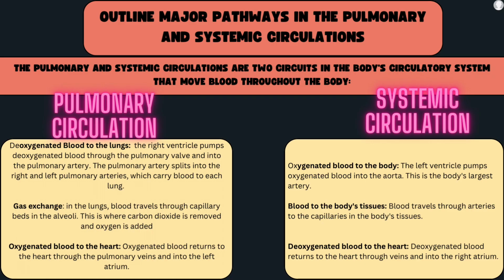So pretty much the first step is that the left ventricle pumps oxygenated blood into the aorta. This is the body's largest artery. Then blood will travel through arteries to the capillaries in the body's tissue, and deoxygenated blood returns to the heart through the veins and into the right atrium.